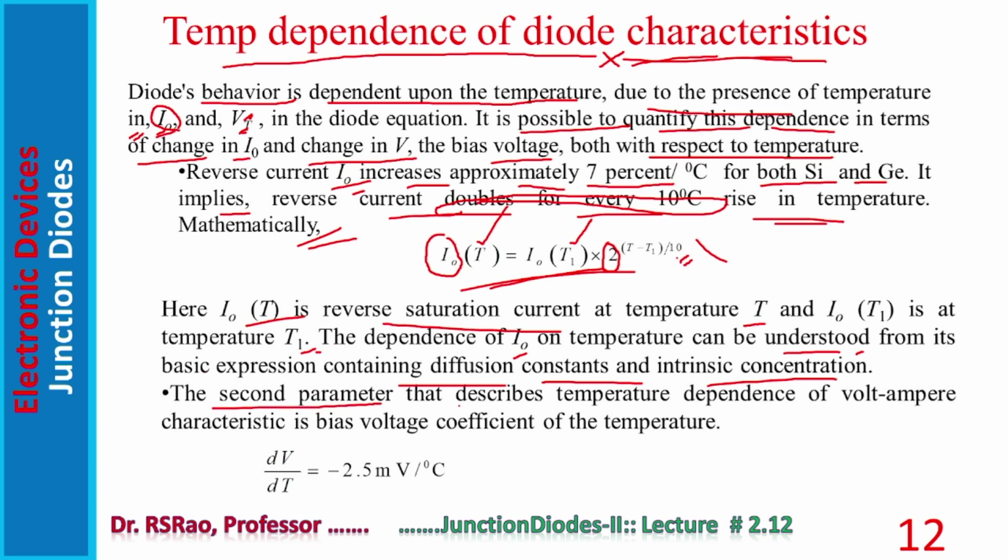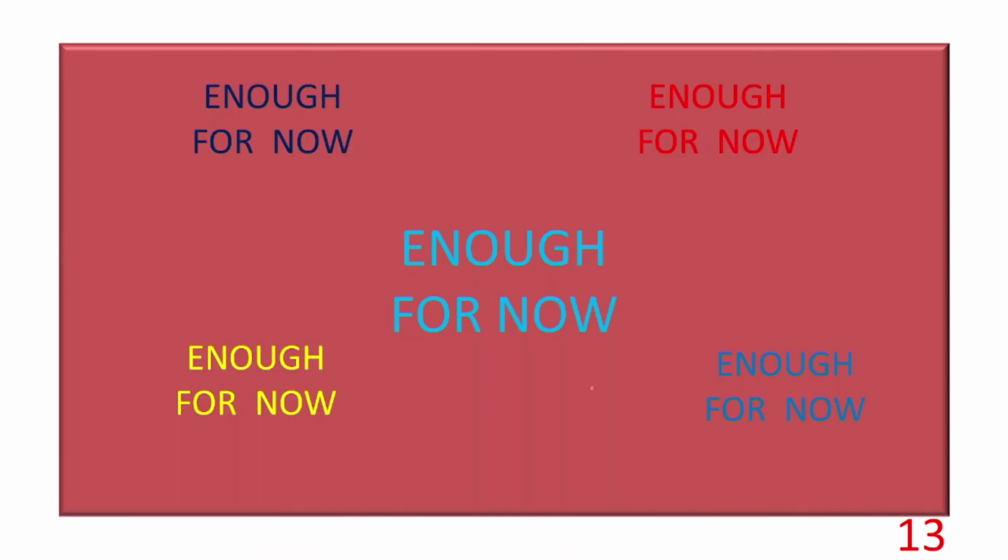The second parameter that describes temperature dependence of VI characteristic is the bias voltage quotient of temperature. It is given by dV by dT equal to minus 2.5 millivolts per degree centigrade. Notice this is negative. Now we come to the end of the session.